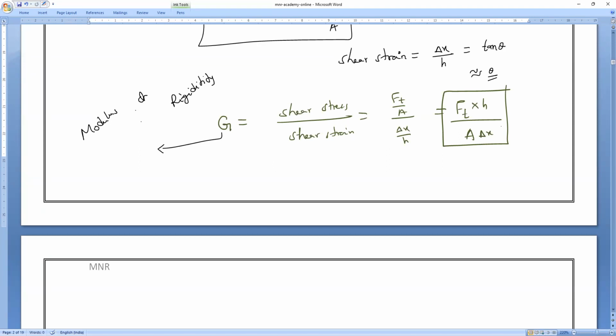So we all know that delta x by h is equal to what? Just now we studied. Delta x by h is equal to tan theta. Remember, if it is extremely small, then we consider it equal to theta. So forget about it now. We got the formula: FT, the tangential force, into the height divided by A into delta x.